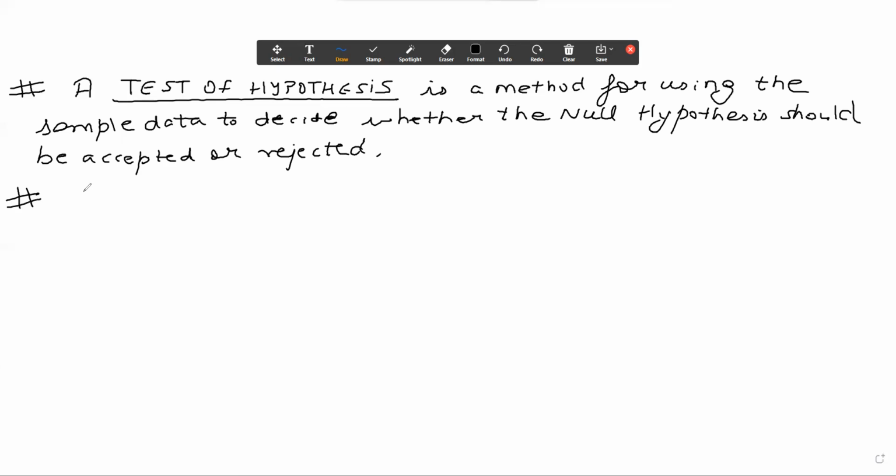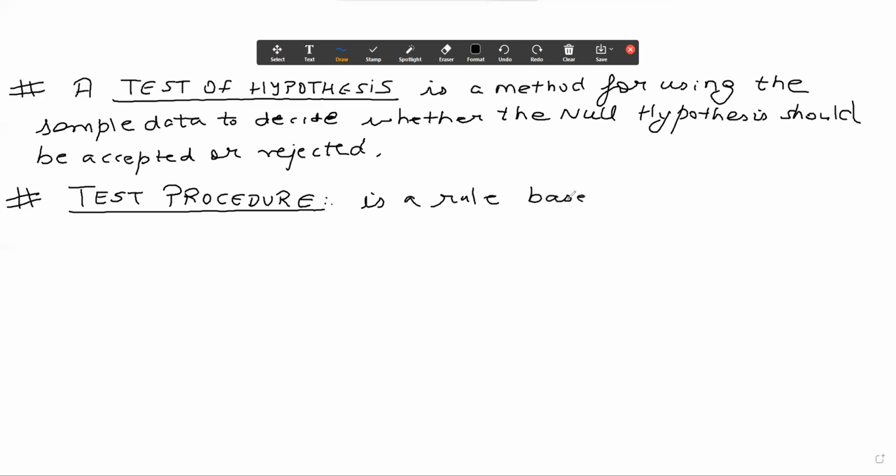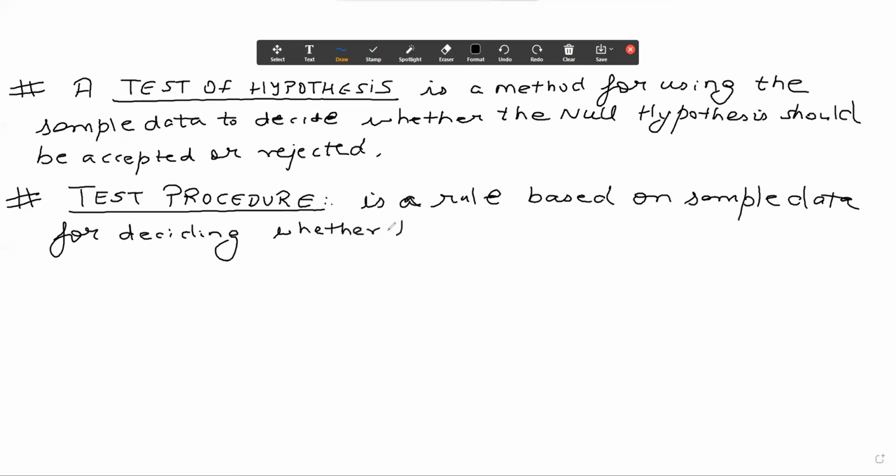Now, I was discussing a few minutes back about the test procedure. What is a test procedure? So now all of you will come to know. A test procedure is a rule based on the sample data. It is a rule based on the sample data for deciding whether to reject or accept the null hypothesis H0.